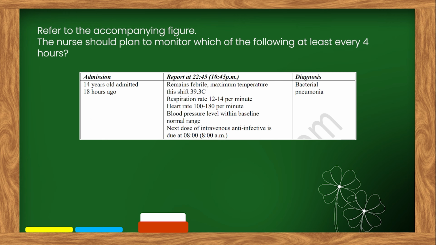Respiration rate 12 to 14 per minute. Heart rate 100 to 180 per minute. Blood pressure level within baseline normal range. Next dose of intravenous anti-infective is due at 8 o'clock, 8 a.m. Diagnosis: bacterial pneumonia. And the options are A.